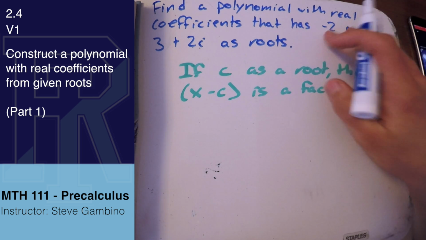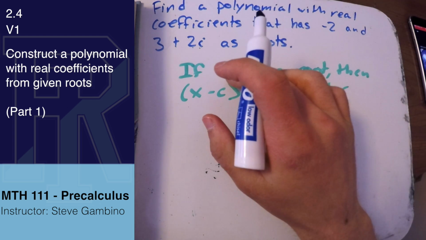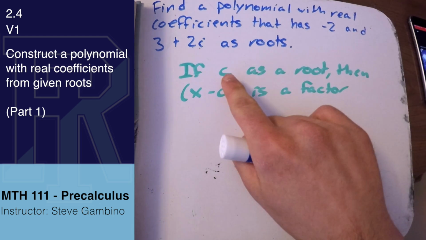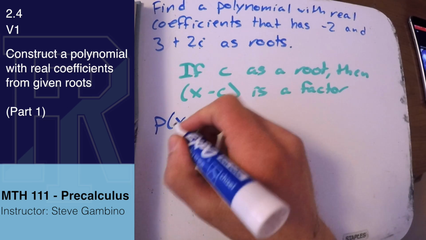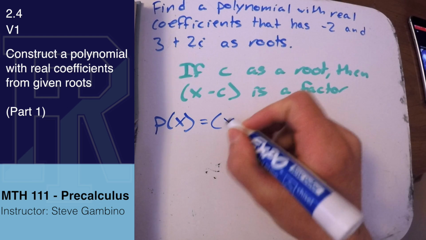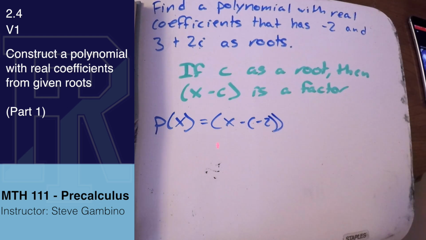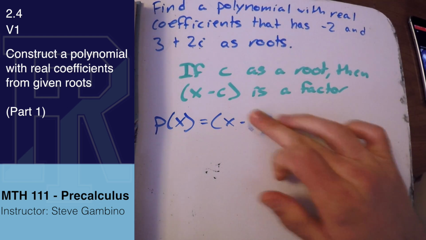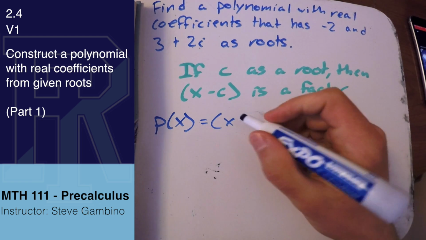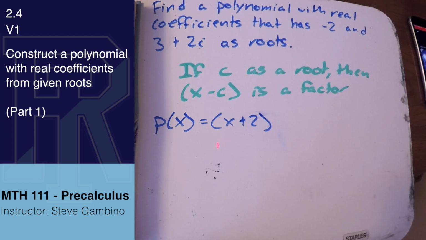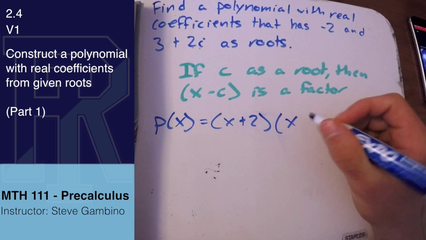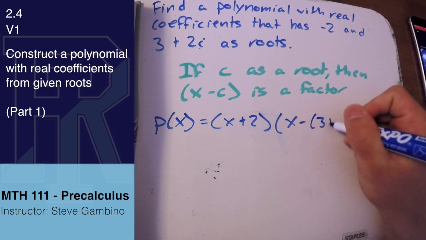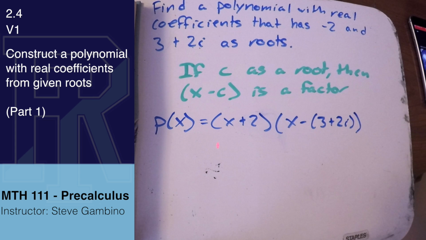For example, we know -2 is a root, so x minus -2 is a factor. So part of our polynomial here that we're trying to construct will be x minus -2, or in other words, to simplify this, we can just say x plus 2. But then we need to find our other roots, right? And we could try doing the same exact thing with this, and saying, okay, x minus (3 plus 2i), and that's going to be our next factor.